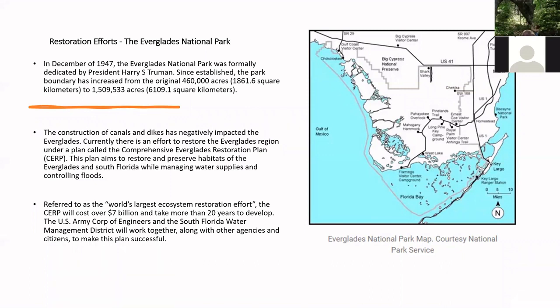Currently, the effort to restore the Everglades region is under a plan called the Comprehensive Everglades Restoration Plan, also called CERP. This plan aims to restore and preserve habitats of the Everglades and South Florida while managing water supplies and controlling floods. Referred to as the world's largest ecosystem restoration effort, the CERP will cost over $7 billion and take more than 20 years to develop. The U.S. Army Corps of Engineers and the South Florida Water Management District are working together along with other agencies and citizens to make this plan successful.